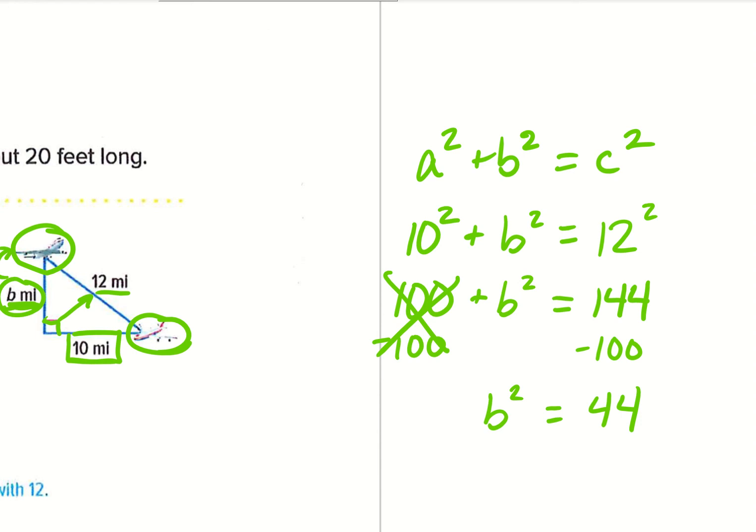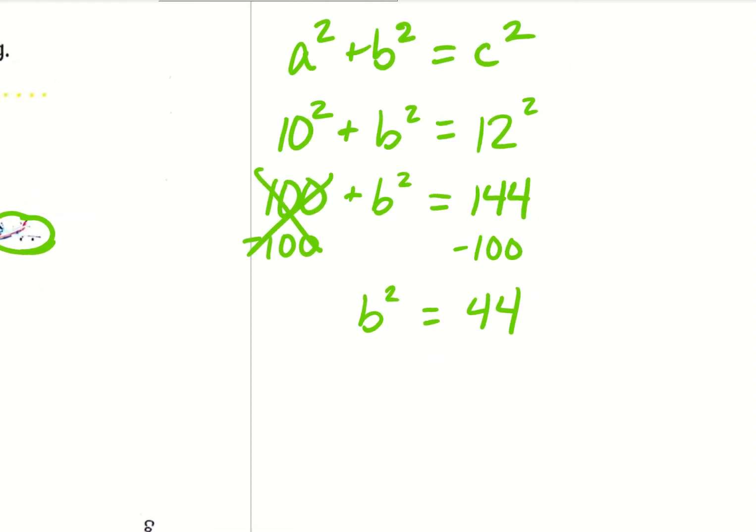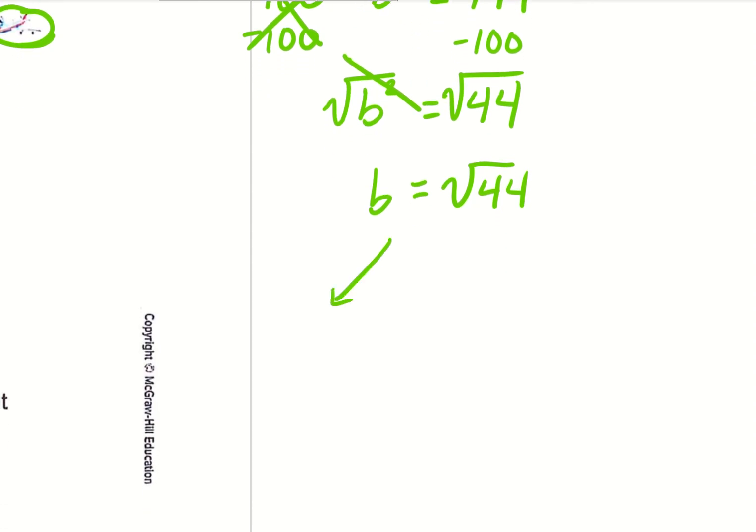All right, now there are two ways that we can go. At this point, there's really one way to start. I need to get B by itself, so I'm going to use the square root to cancel out that square. So now I have B equals the square root of 44. At this point, there are two ways I can go. The first way is I can estimate. I can type that into my calculator and see what the square root of 44 is. And I get 6.63. All right, so about 6.63.